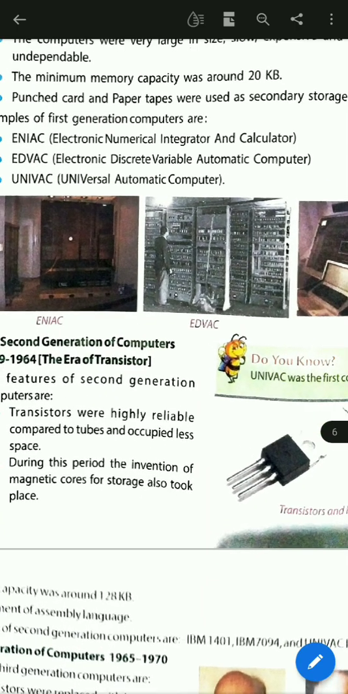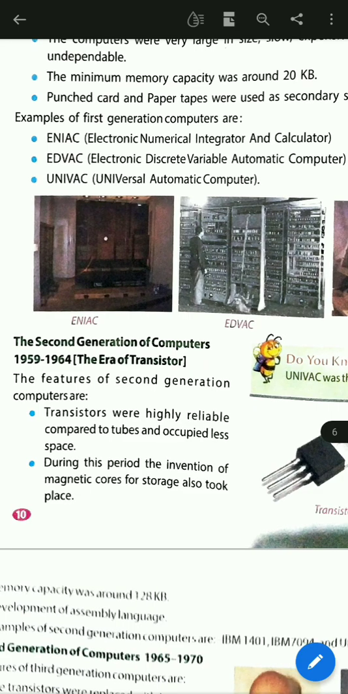Next comes the second generation of computers, from 1959 to 1964. This was also called the era of transistor. Era means time, the time of transistor.